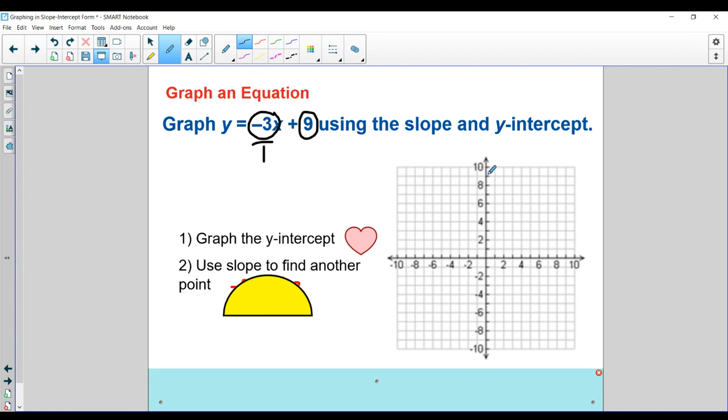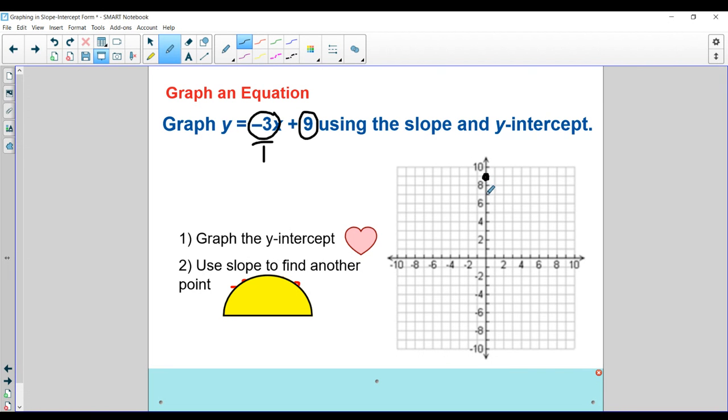So (0, 9), according to our equation, that's where that line will cross the y-axis, and that's always your first step. But once you have that one step, you can use your slope, which is -3, or -3 over 1, to find your next point. So this line is moving, or its rate is, down 3 to the right 1.